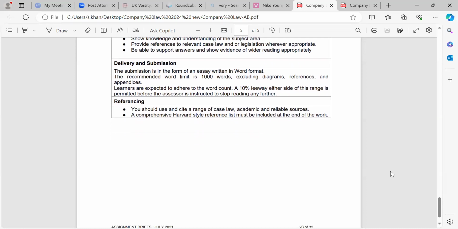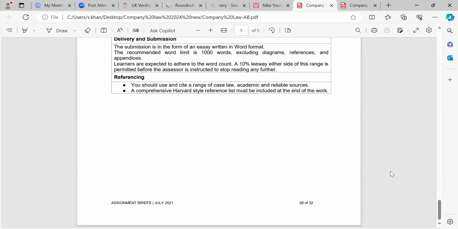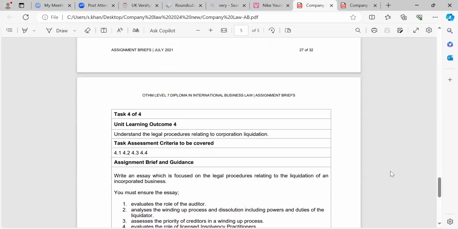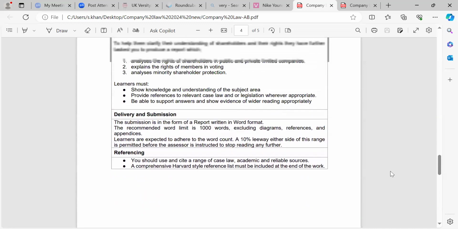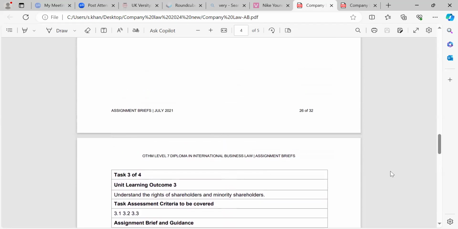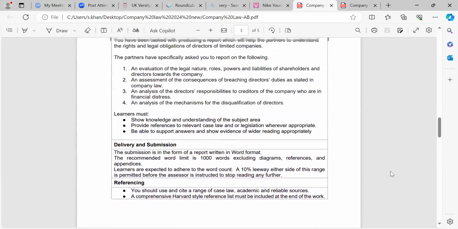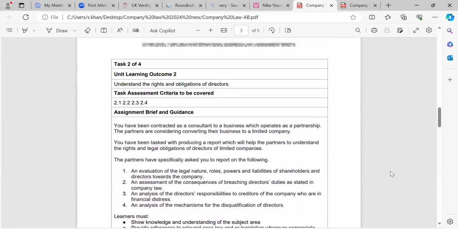Again, referencing: you should cite a range of cases, academic and reliable sources, and a comprehensive Harvard referencing list must be included. So these are the tasks that you've got. You've got 4 tasks. Within the 4 tasks, you have each element which you need to have as a heading, so that it is clear for the marker that you are doing each part of each task. Each task refers to each learning outcome. So task 1 to learning outcome 1, task 2 to learning outcome 2, task 3 to learning outcome 3, and task 4 to learning outcome 4.